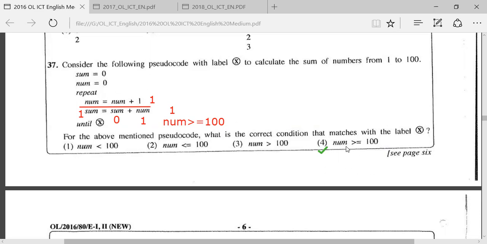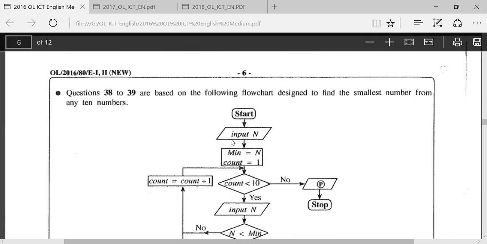So for the answer selection, this one will help you. Initially you will have the increment statement. After the increment statement, you will have the addition part. So after the increment statement, right? That's the end of question number 37.